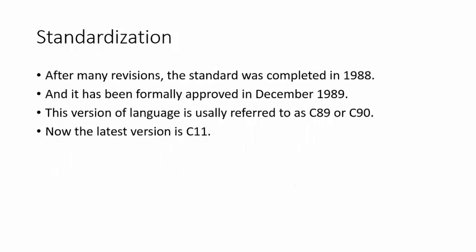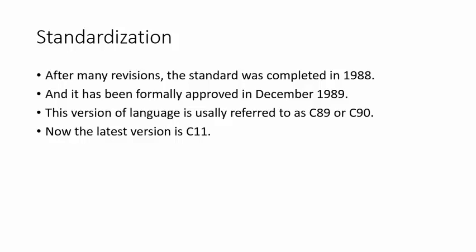After many revisions, the standard was completed in 1988, and it was formally approved in December 1989. This version of the language is usually referred to as C89 or C90. So actually what happened is that the standardization has been done.